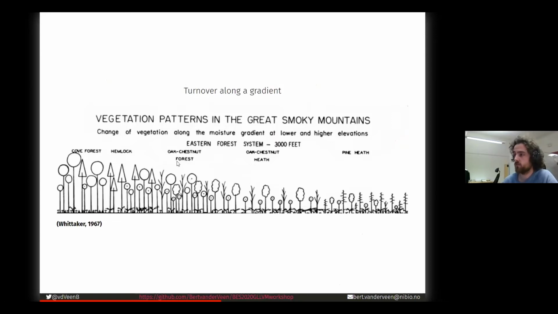This is another image of a community along an ecological gradient, where on the x-axis we have elevation, or actually a moisture gradient at different elevations. And we see that this vegetation pattern changes in the environment, where at lower elevation we have this forest with low understory. And then as we go further along the gradient, the vegetation community changes up to the highest elevation, where we have lower trees, different kinds of species, and different understory.